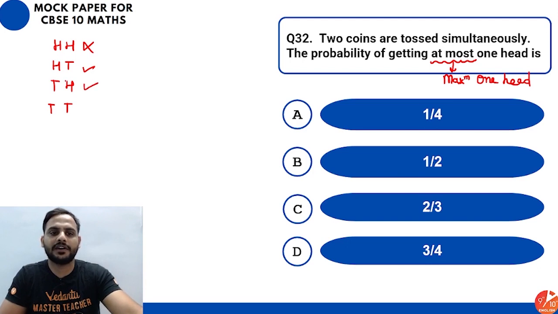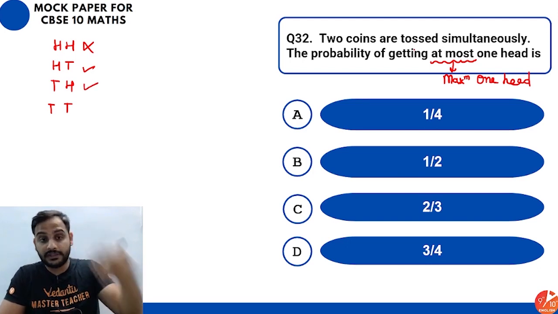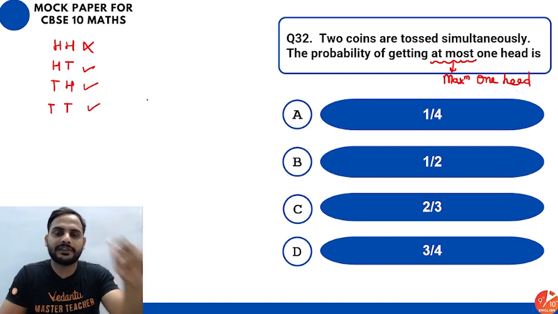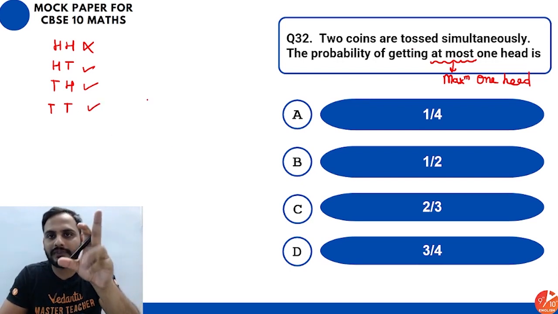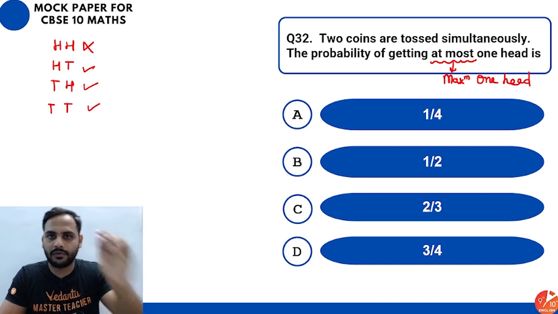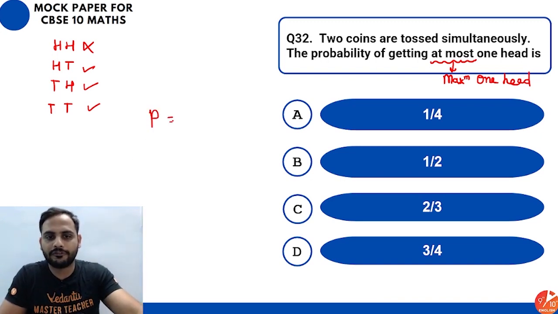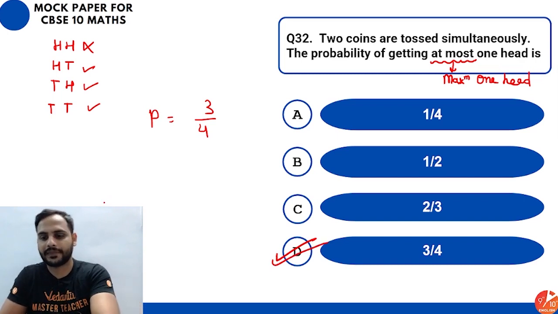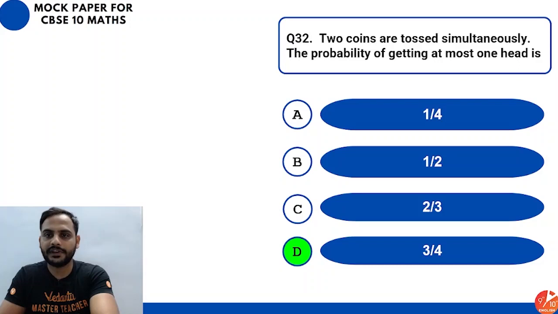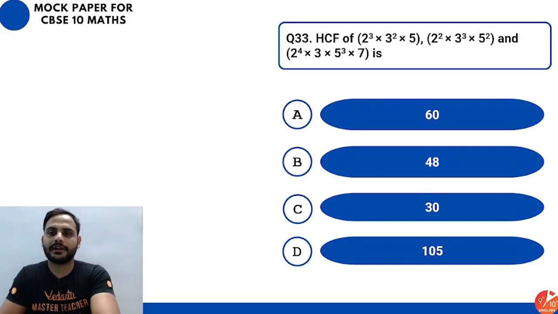Remaining three cases, second and third case, only one head is there, at most one head they have told. The last case will also be accepted because they have told at most maximum one, less than one is allowed. So probability will be out of 4 cases, 3 cases are favorable. Option D will be your correct answer. Okay? Option D, 3 by 4 will be your correct answer.